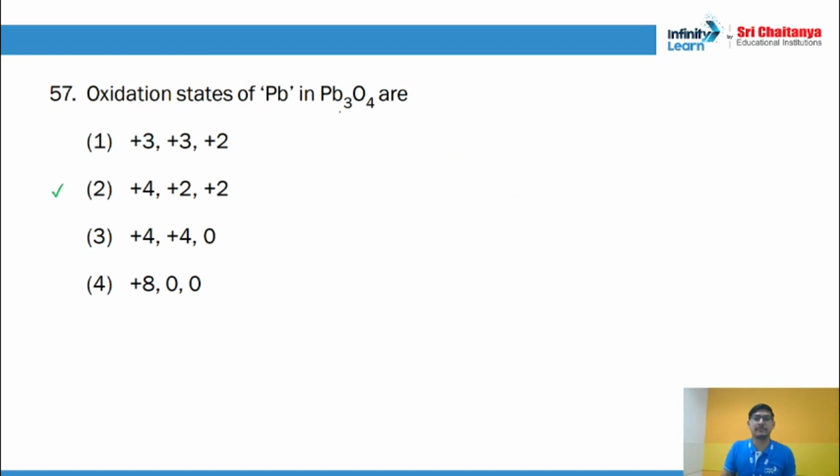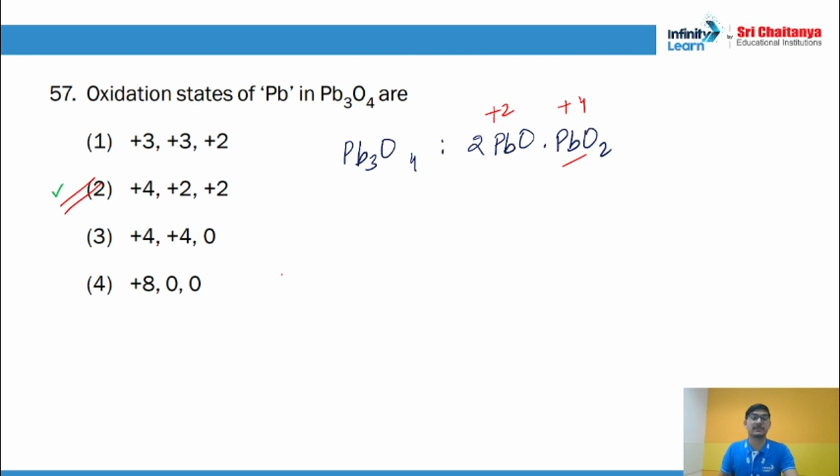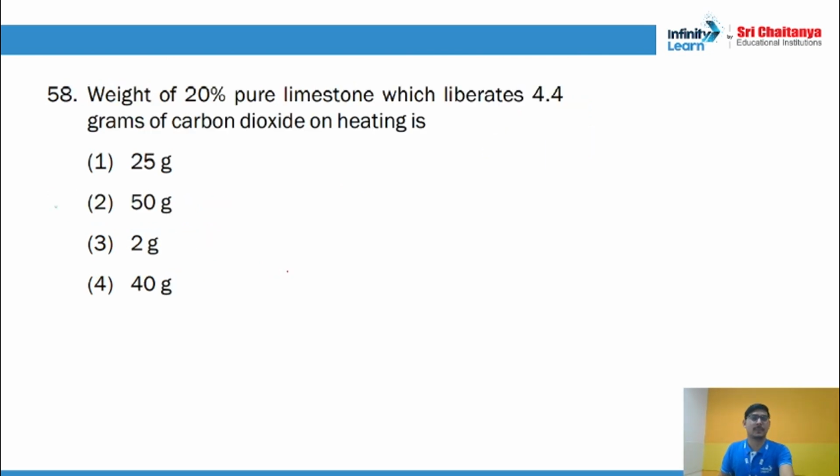Oxidation states of lead in Pb3O4. So Pb3O4 is a mixed oxide. You guys should know that, and it is a mixture of PbO and PbO2. Lead shows two oxidation states, namely +2 and +4. So this is +2 and this is +4, right? So one lead is in +4 oxidation state, other two lead are in +2 oxidation state. So this becomes our correct answer.